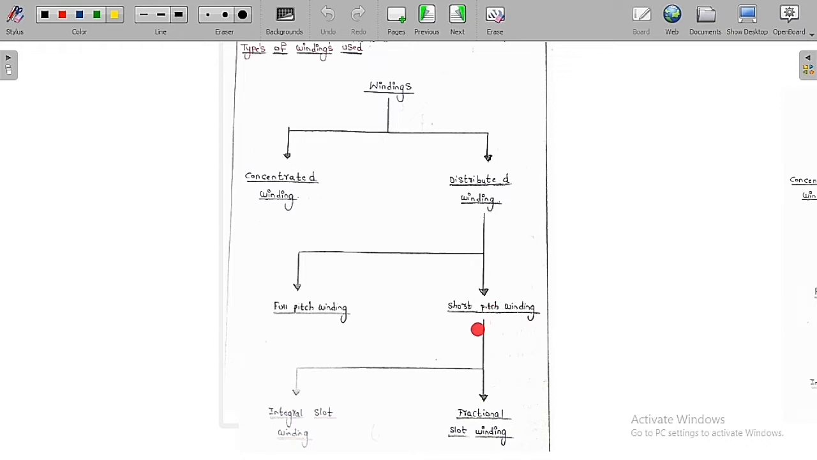Now the short pitch winding is again classified into two types. One is called the integral slot winding and the other is called the fractional slot winding. So these are the different types of windings which are used in machines.